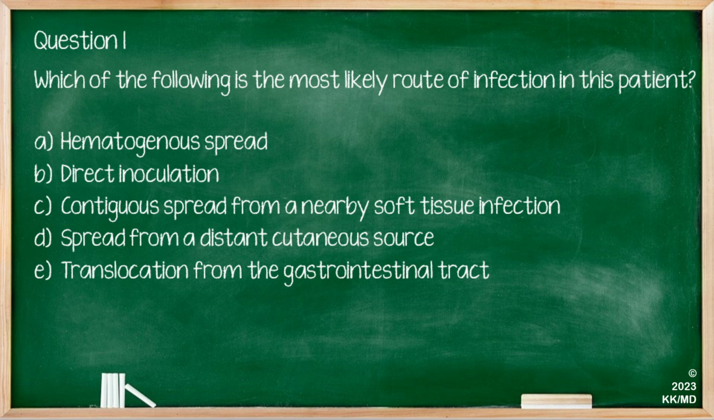But as we've been told, this gentleman does have a history of poorly controlled diabetes and peripheral neuropathy, and he's also got an area of erythema and warmth over the metatarsal area. So this makes it most likely that the osteomyelitis has come from contiguous spread from a nearby soft tissue infection, and so the correct answer in this case is C.